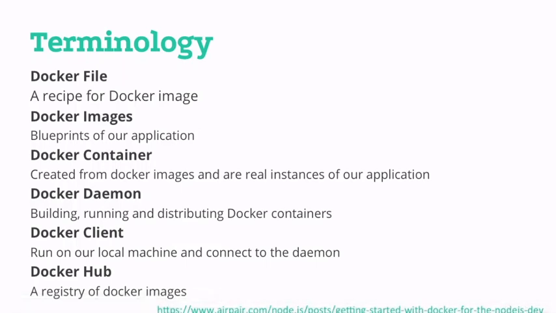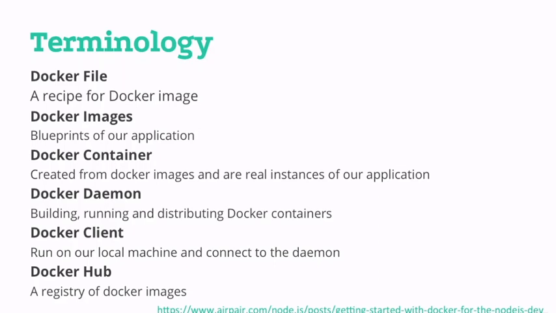There's a recipe for a Docker image. Docker images are the blueprints of our applications, while Docker containers are actually live instances of this Docker image. Docker daemon, this is what is doing the heavy lifting of building and running Docker containers.